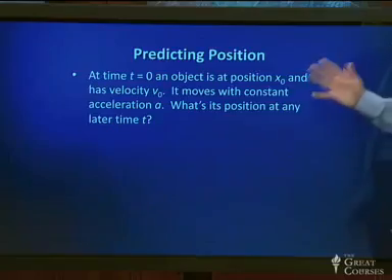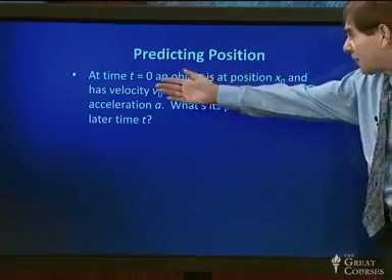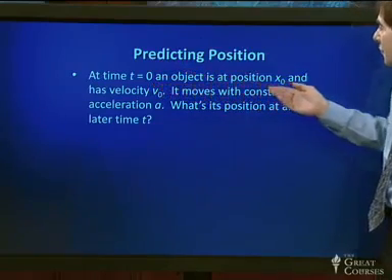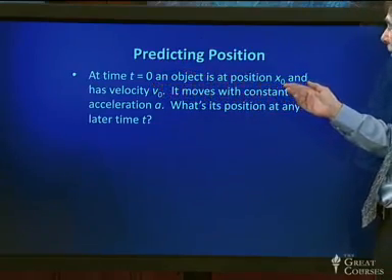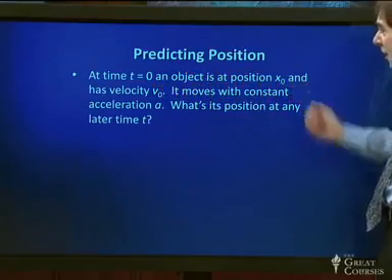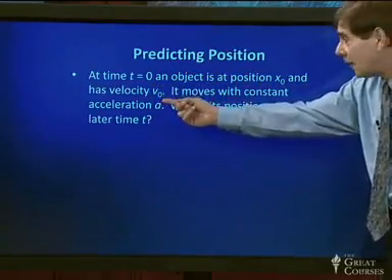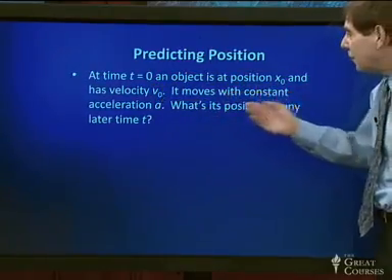So let's continue now and raise the question of how do we get to the position of the object as a function of time now that we've gotten its velocity? So we're going to predict position. Same situation. At time t equals 0, we've got an object at some position, which I'll now call x naught. That's its initial position. It has this initial velocity v naught we've just talked about. It's going to move with a constant acceleration a, and we want to predict its position at any future time.